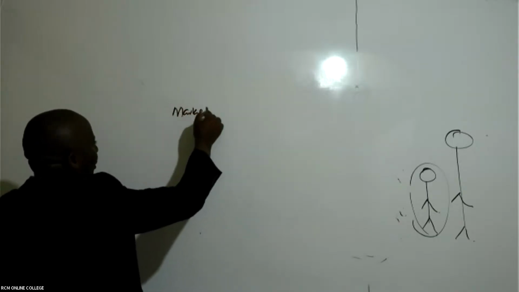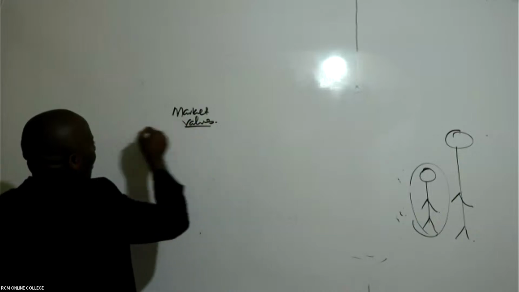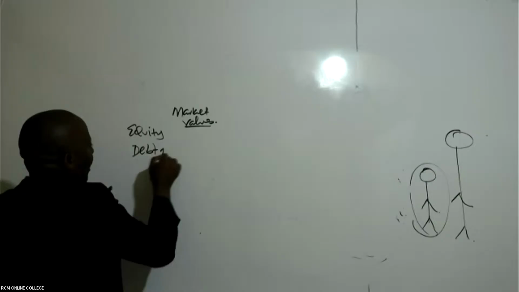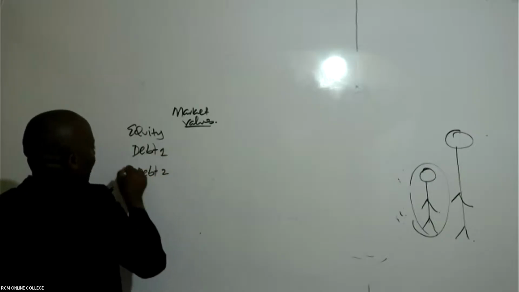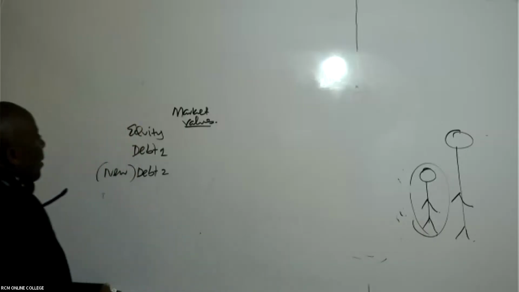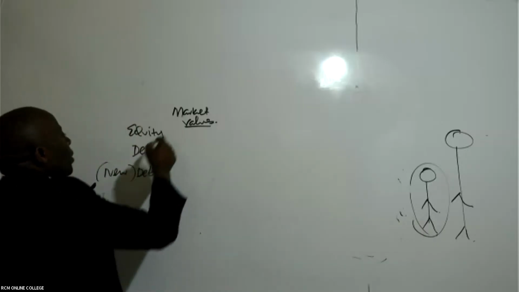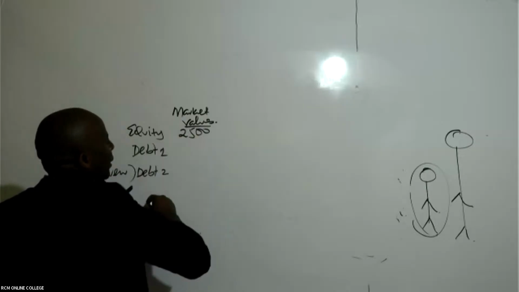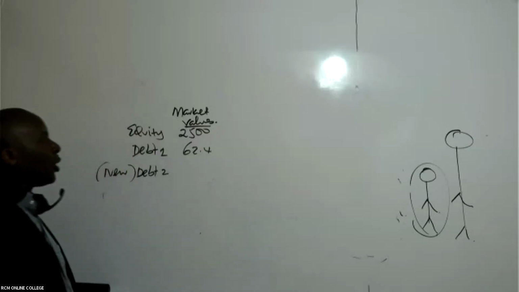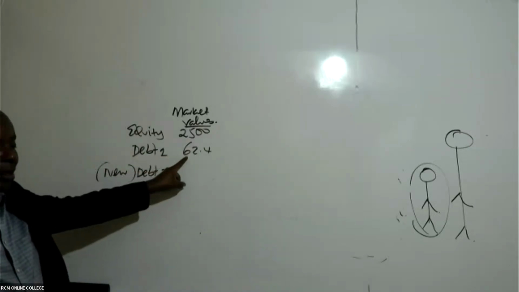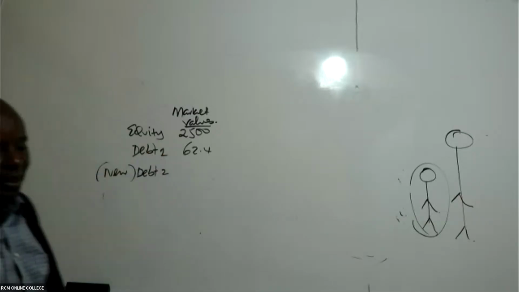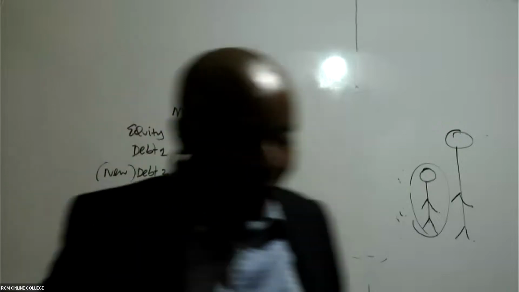So I have market values: equity, debt 1, debt 2, the new debt. Remember for equity we got the market values. This one was 2,500, and this one, I don't know whether I'm right, was it 2.4? Can somebody confirm? Already we had gotten the market values, if you remember.